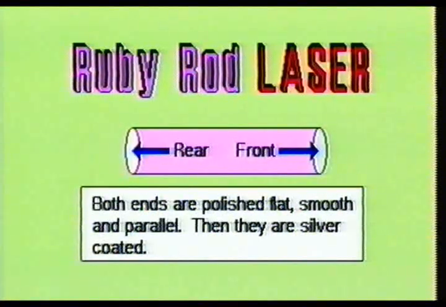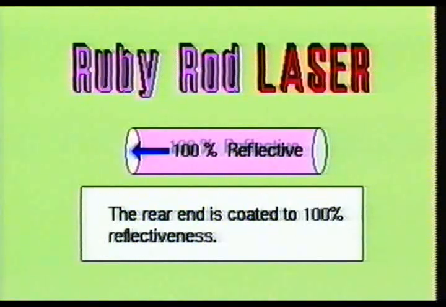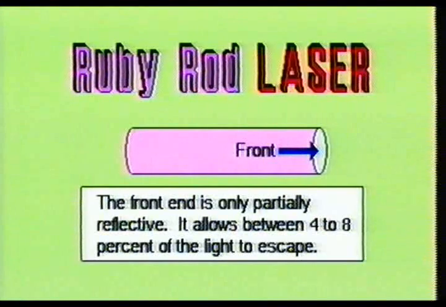Both ends of the ruby crystal are polished flat, smooth, and parallel. A silver coating is also applied to both ends of the synthetic laser crystal. One end, the rear of the ruby rod, will be coated to the point of total reflectiveness. In other words, it will reflect 100% of the photon energy being generated within the rod. The other end, or the front end, will only be partially reflective so that a small percentage of the laser beam can escape from the rod. The partially reflective end will only allow approximately 4 to 8% of the laser light to escape through the coated surface.